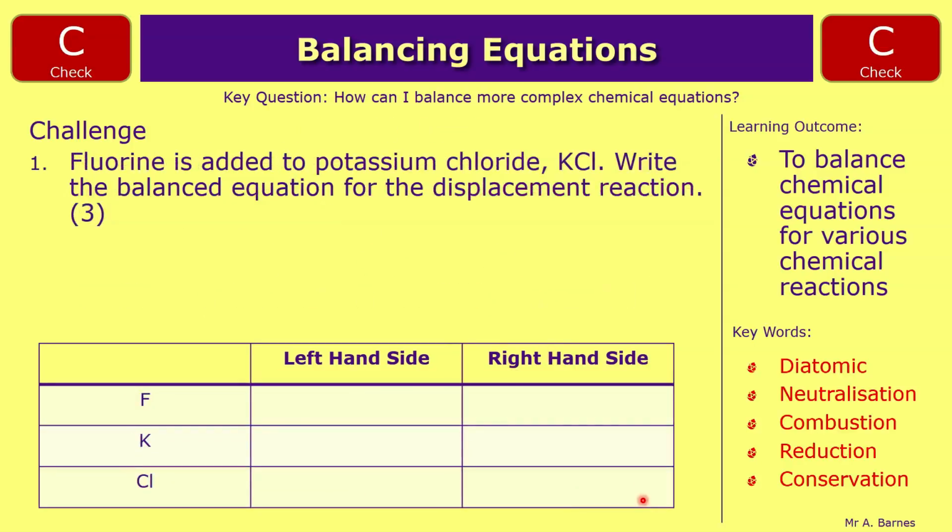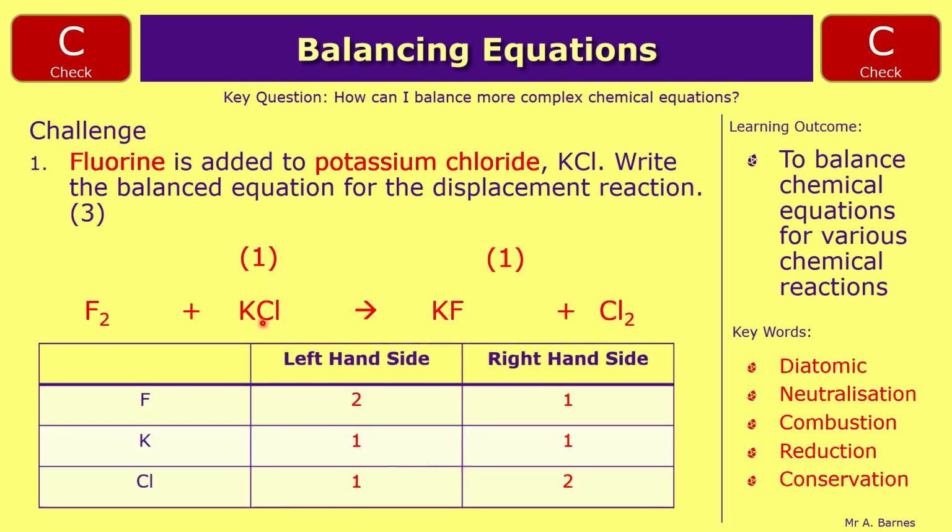Right, that leaves us with 1 question left then, and this one is: fluorine is added to potassium chloride KCl. Write the balanced equation for the displacement reaction. Remembering fluorine is a halogen, so it's F2. Potassium chloride they give you as KCl, and then it's a case of displacement, so they swap round. So the formula stays the same, so in this case it'll be KF, and then chlorine, which becomes on its own diatomic, so Cl2. You then need to count up either side, so I've got 2 fluorines, 1 potassium and 1 chlorine on the left, and then on the right 1 potassium, 1 fluorine and 2 chlorines.